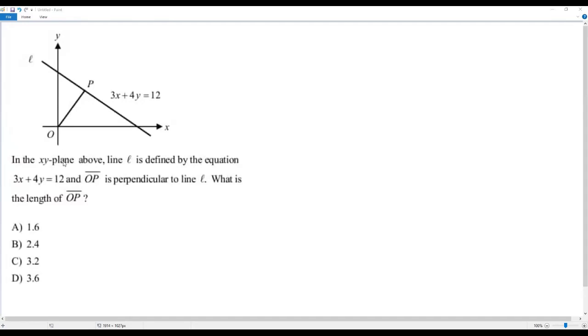Here we have a SAT math problem. Okay, let's go to the question. In the xy plane above, line L is defined by the equation 3x + 4y = 12 and line segment OP is perpendicular to line L. What is the length of the line segment OP?